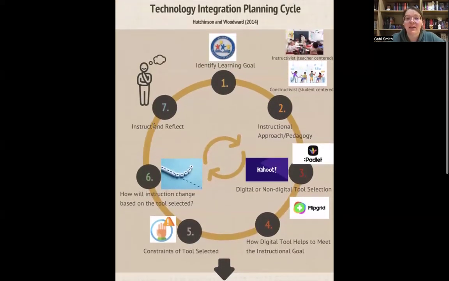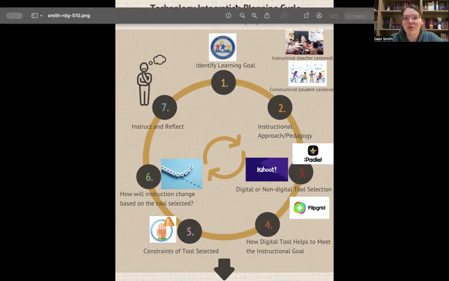You go to your next lesson, taking your reflections and taking everything that you have learned in this cycle to create a new lesson and integrate technology into your lesson once more.